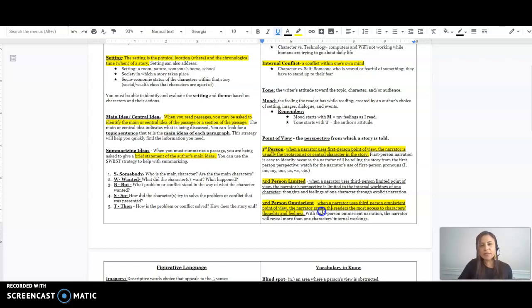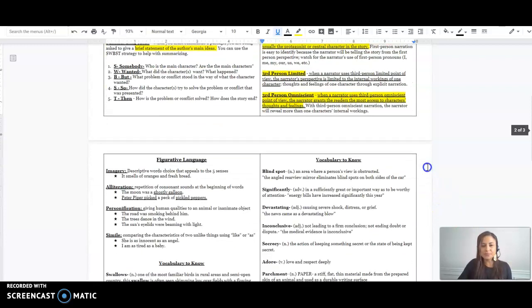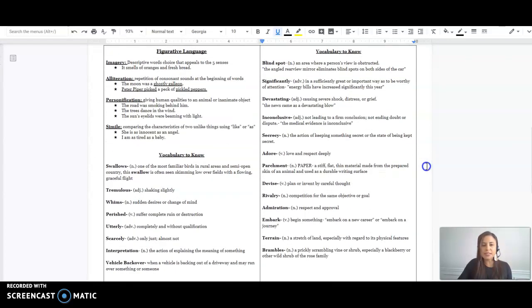Okay? If you have any questions about these topics or these skills, remember you can reach out to me or to your language arts teachers. Okay, let's move on. Here we have figurative language.